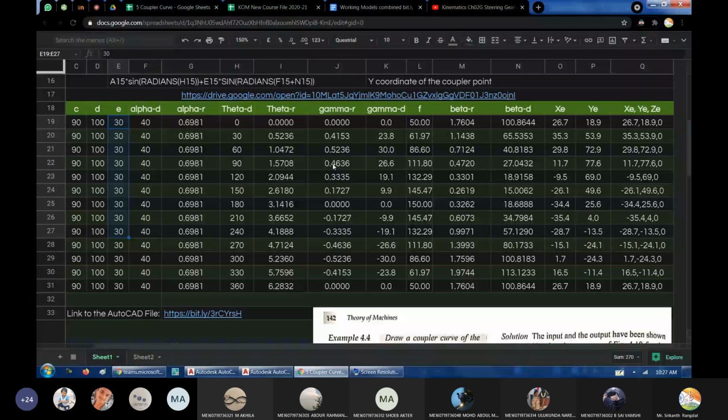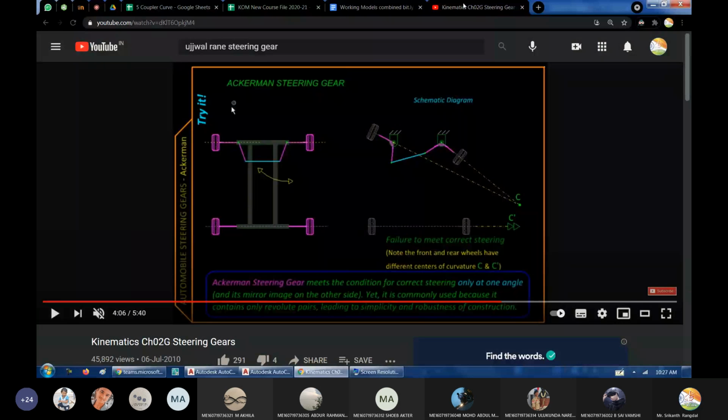Yes, sir. As I told, both of these mechanisms have their own advantages as well as disadvantages. The advantage with Ackermann is it is using only revolute joints, easier to maintain, easier to repair, easier to replace. Everything is easy. But the biggest disadvantage is that it is not accurate. That means some amount of skidding may occur. That's the problem with the Ackermann steering mechanism.